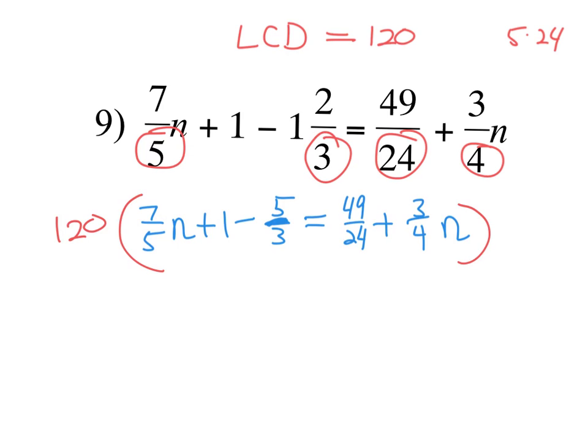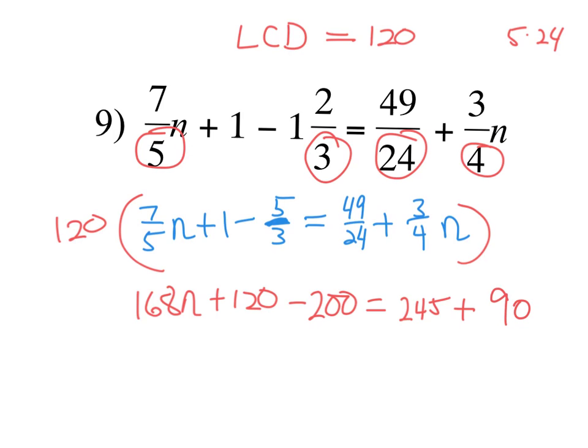So in doing it, 120 times 7 divided by 5 is 168. So I'll have 168n plus 120 minus 200 is equal to 245 plus 90. So now the problem's much more manageable because I don't have any fractions.